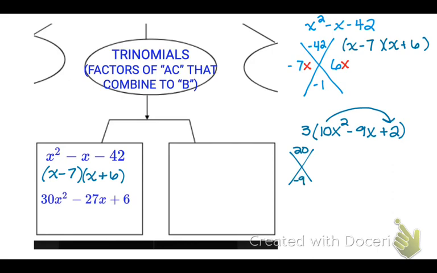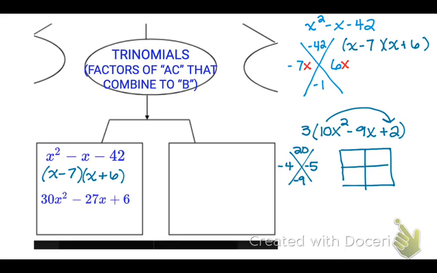So I need numbers that multiply to give me 20, that when I add them, I get negative 9. So 4 and 5 are going to multiply to give me 20. But when I add them together, I need to get a negative, which means I need to make them both negative, because a negative times a negative will still result in that positive 20. But now when I add them, I'm going to get a negative 9. So the reason it's important to think about breaking those two things apart is because we can use the box method to help us finish factoring.